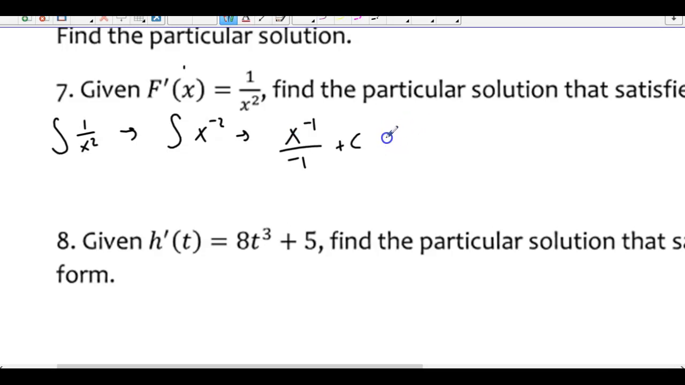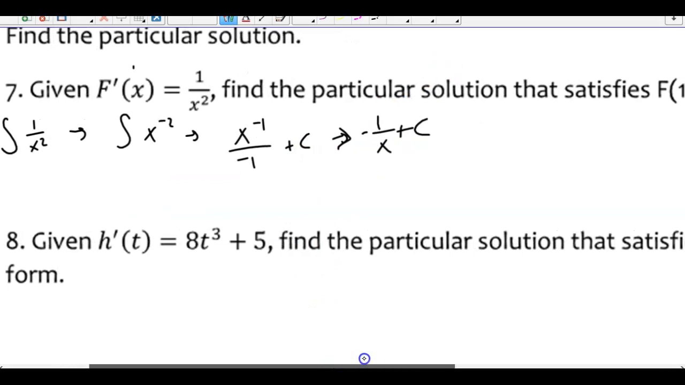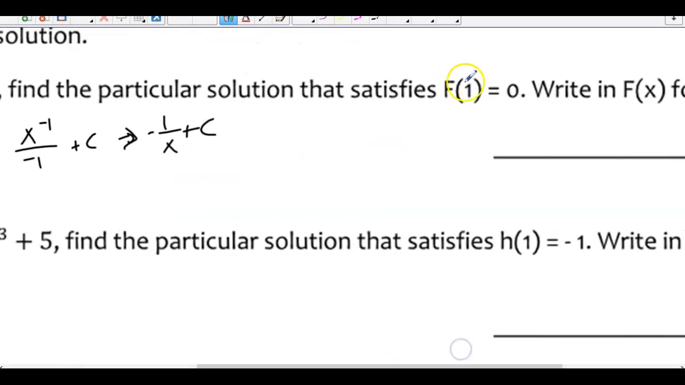Which is negative 1 over x, excuse me. So anyway, plus c. So now we plug in, we evaluate for 1 because it says f of 1 over here. f of 1, well, x is 1. So we have negative 1 over 1 plus c equals 0. And so that's negative 1 right there.